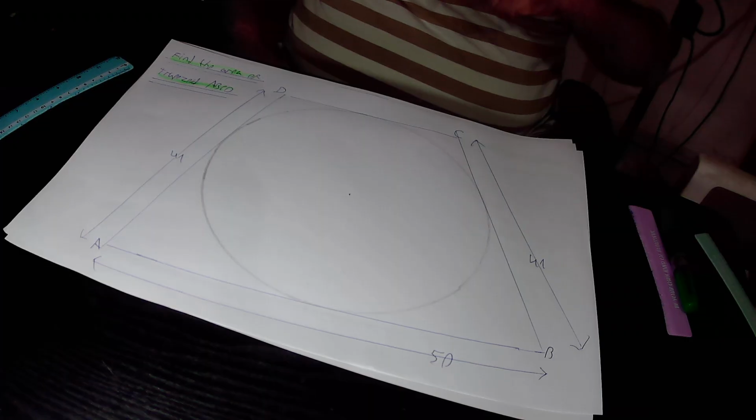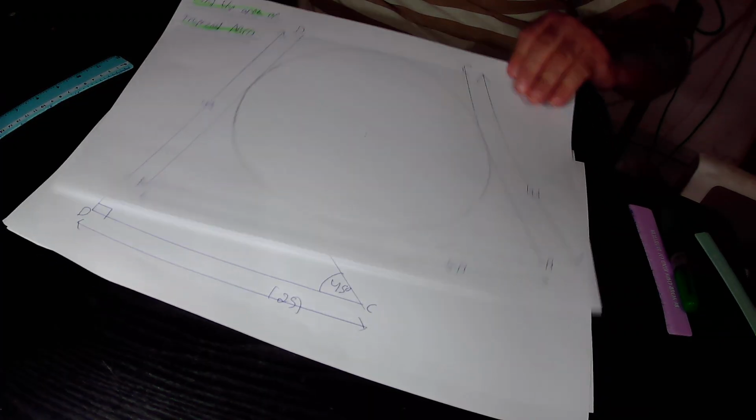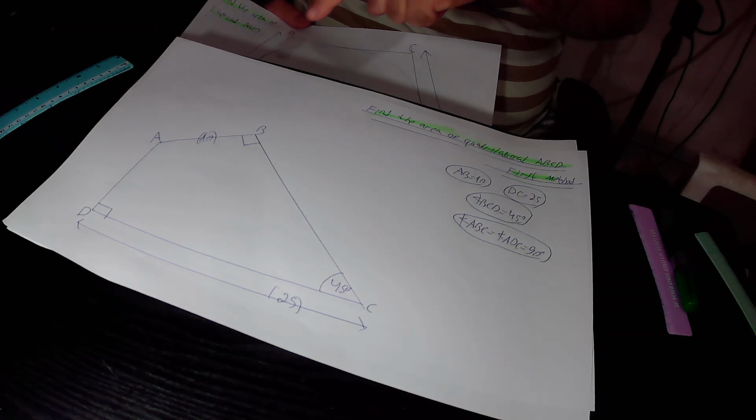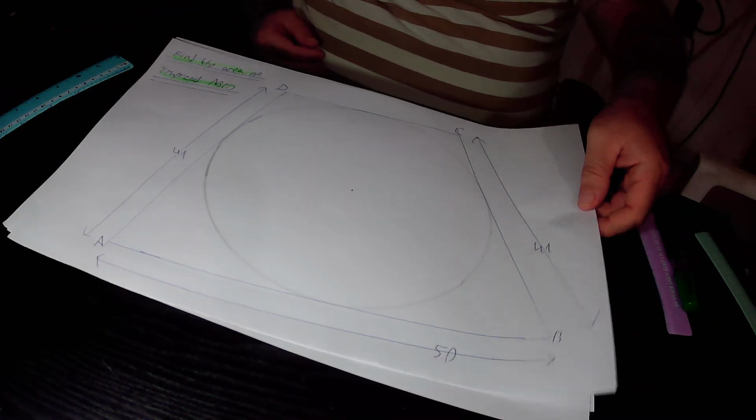And now in this lecture, we answer two questions. In the first question, we find out the area of this trapezoid ABCD. In the second question, we find out the area of this quadrilateral ABCD using two different methods. So we start with the first question.